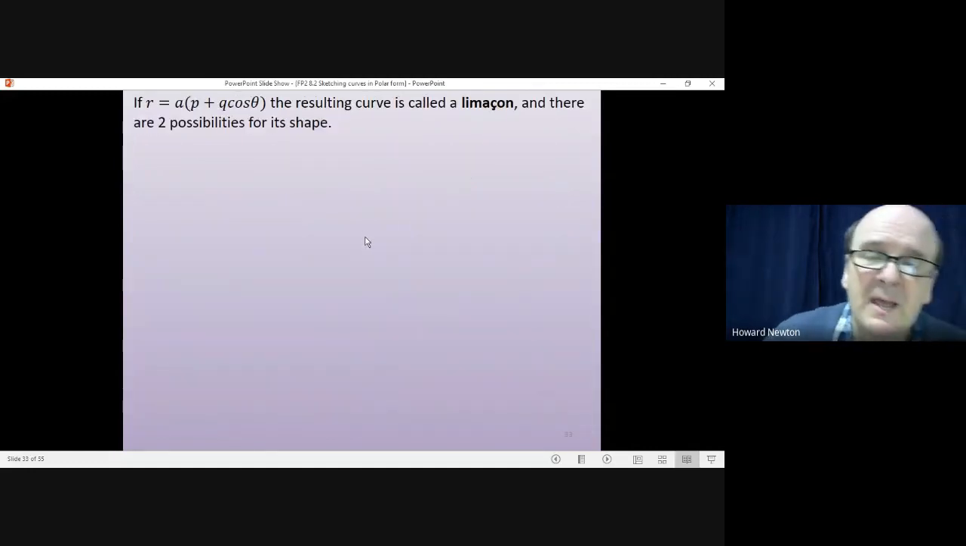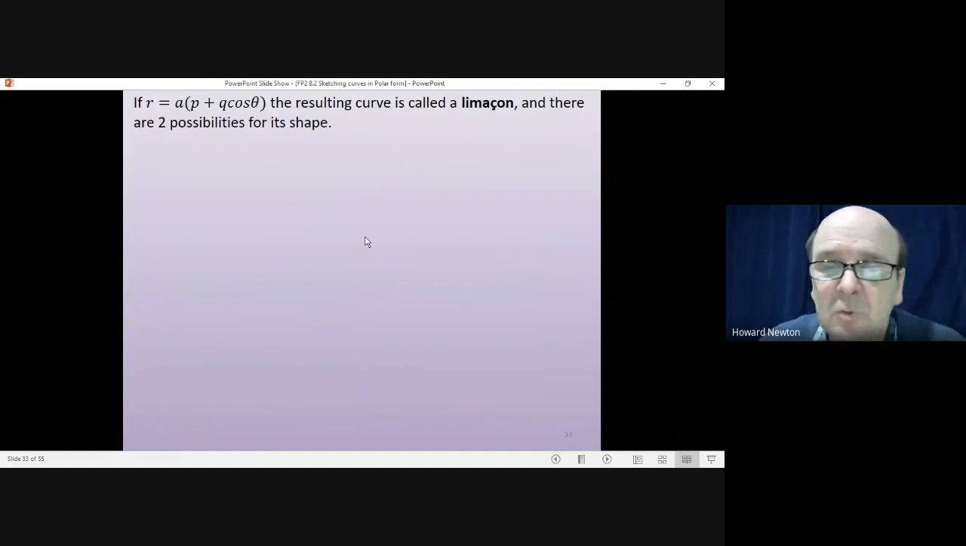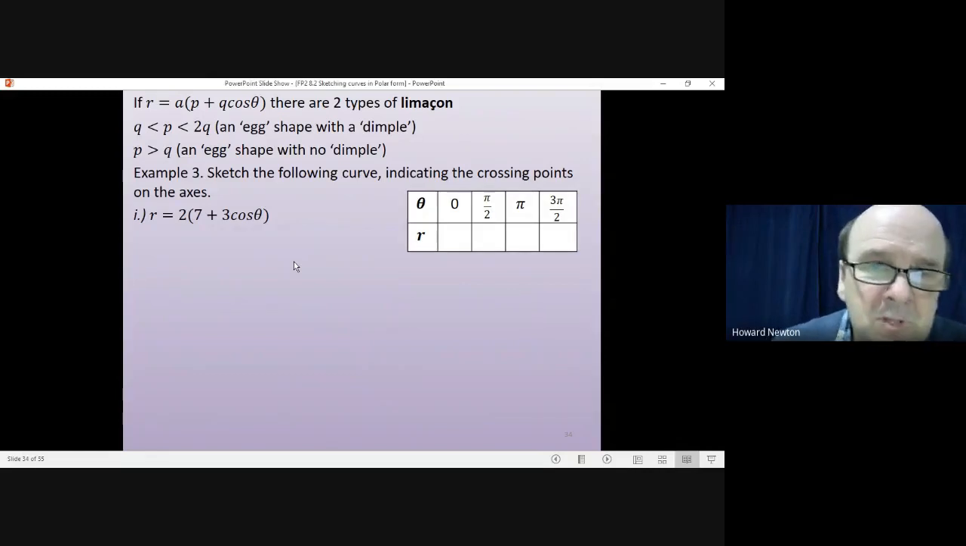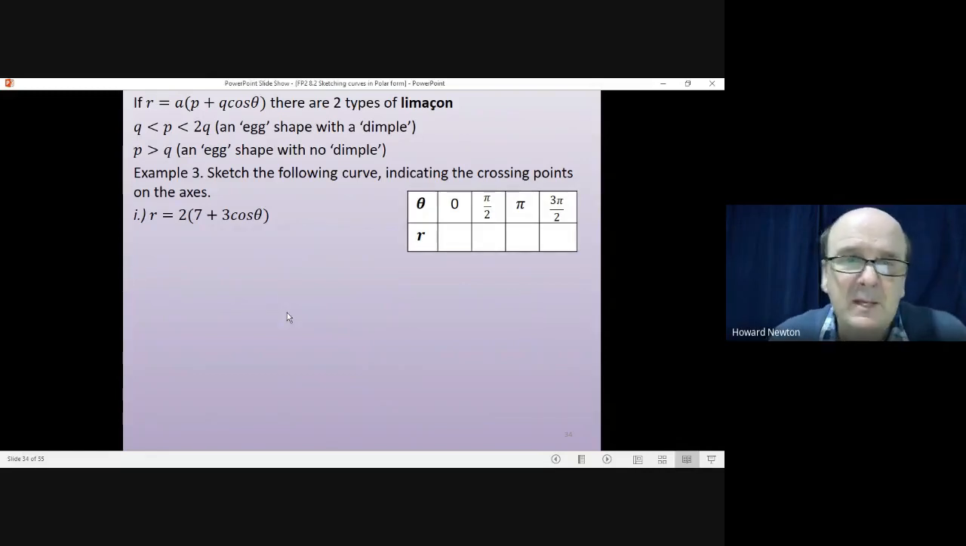These curves all have a special name. These curves are all called limaçons. And as we said, there are 2 possibilities for this shape, either the egg shape with a dimple or the egg shape without a dimple. Example 3 is one of those possibilities.